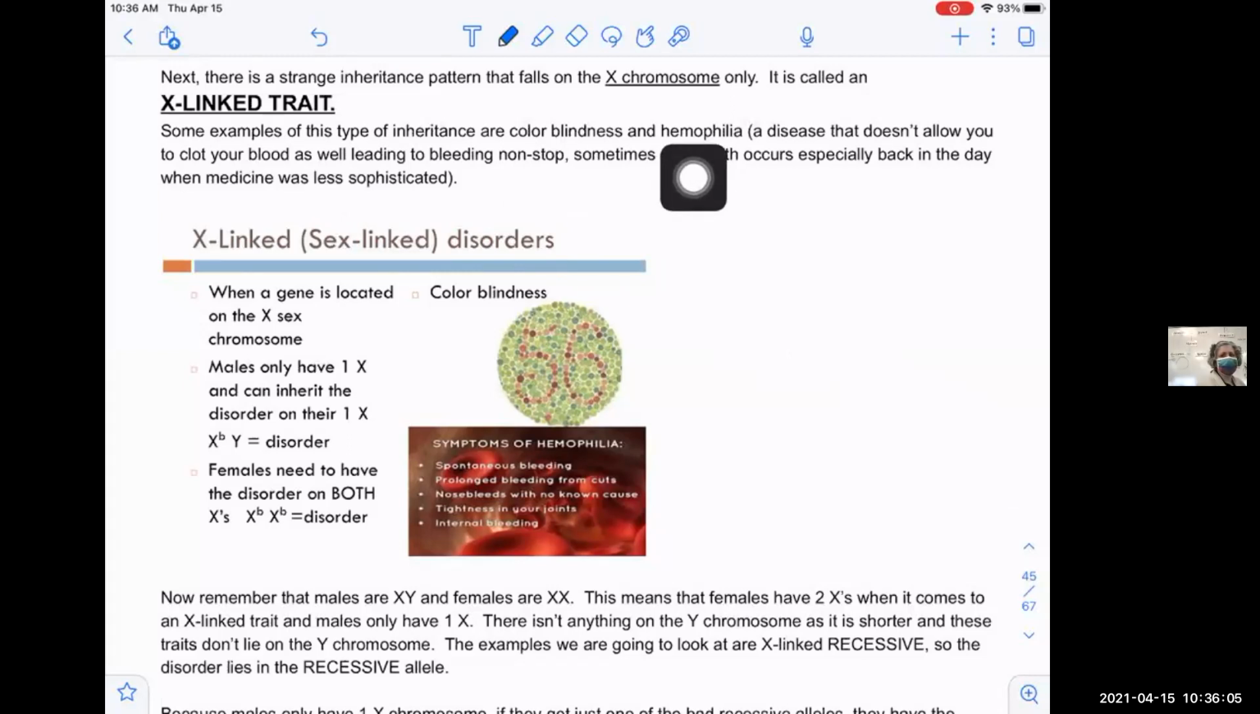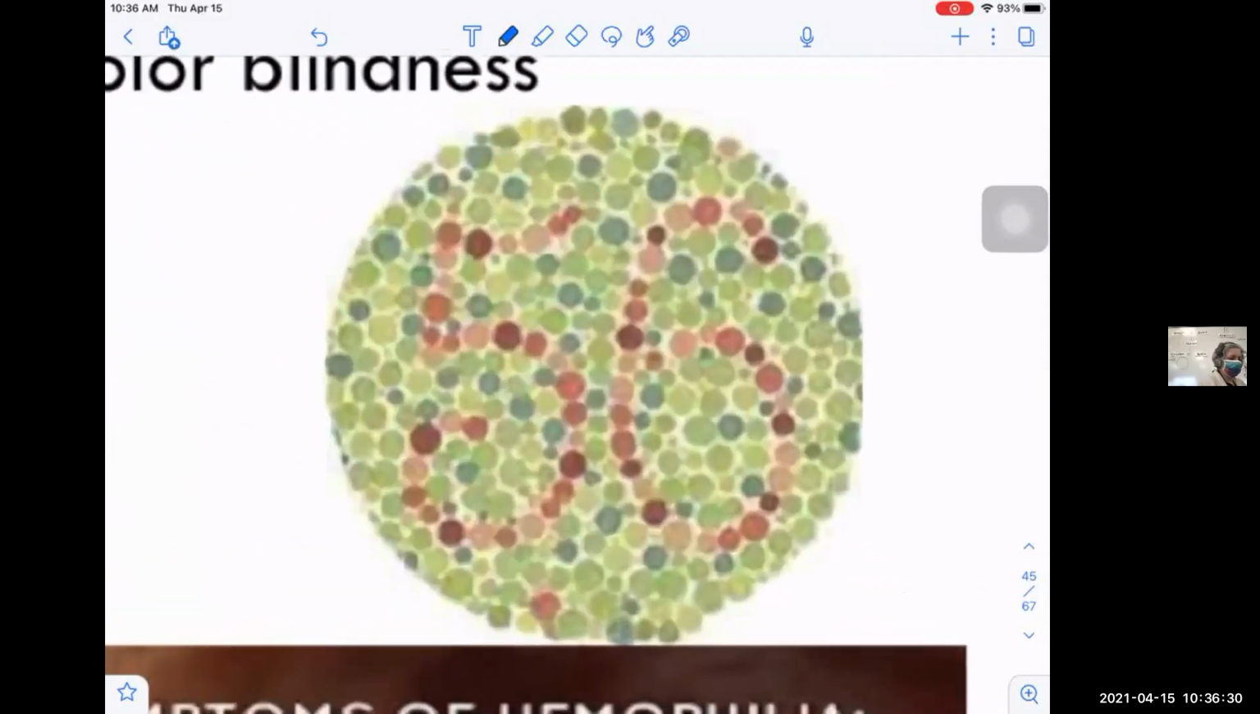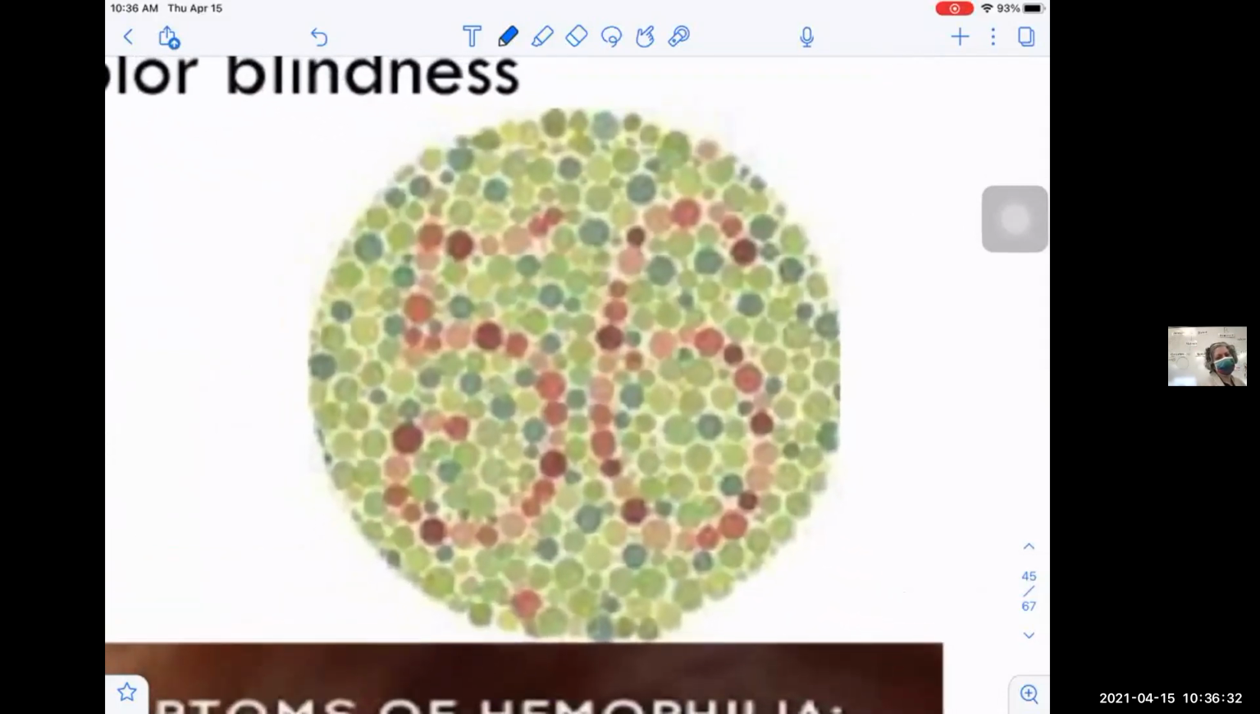Hemophilia is far more serious than color blindness. People can live with color blindness. Hemophilia is a disease that doesn't allow you to clot your blood as well. And so people can bleed to death. And people did bleed to death, especially back in the day when medicine wasn't as developed as it is now. So let's start by talking about color blindness here. So this is a color blindness test. People with red-green color blindness cannot see the number that's inside of this circle.